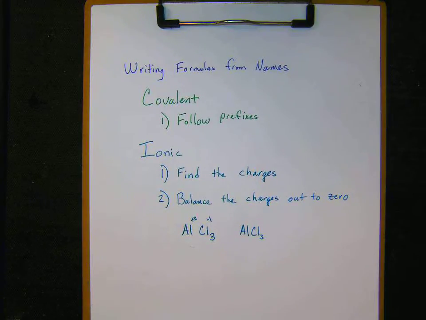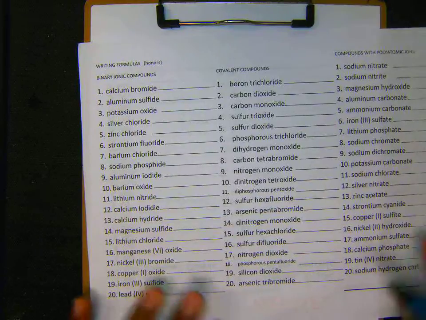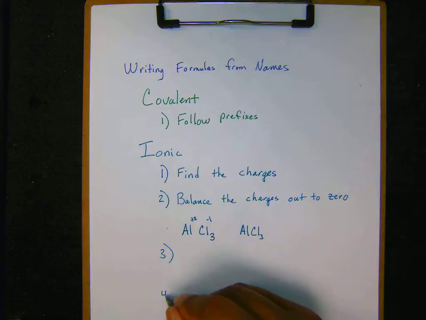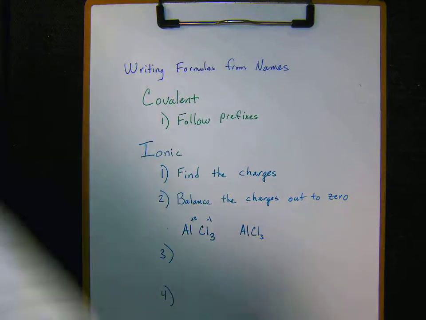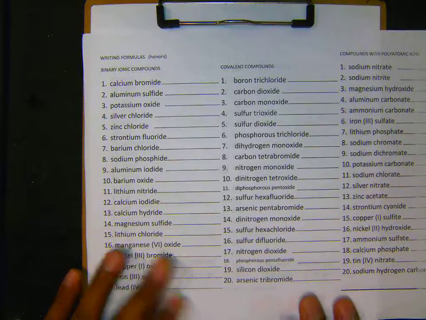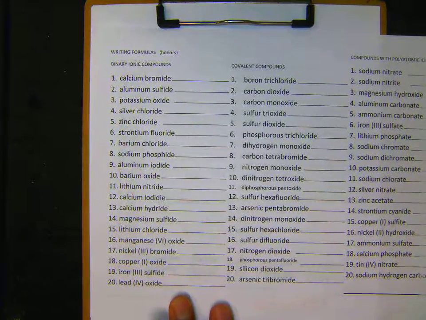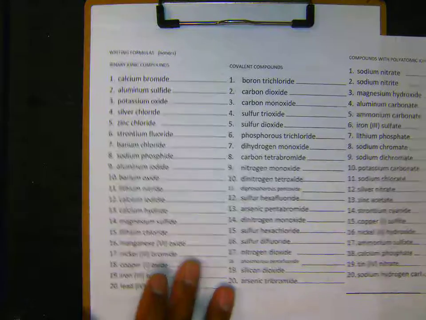Questions? All right. So let's look at this. Oh, before we go, put a 3, skip 2 spaces, put a 4, and skip 2 spaces. Okay? Remember, today we're just doing binary compounds. All right, so we've got binary ionic compounds and binary covalent compounds. So let's do a few of them together.